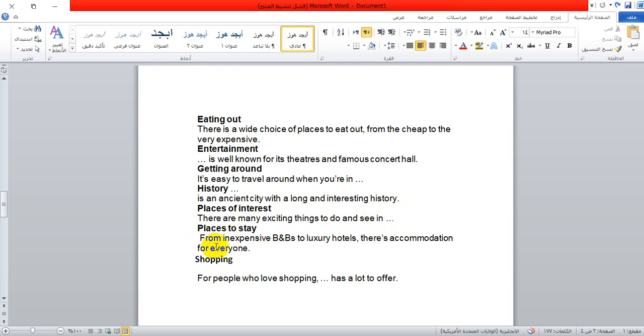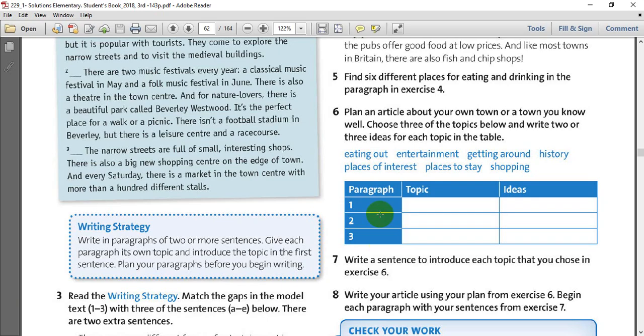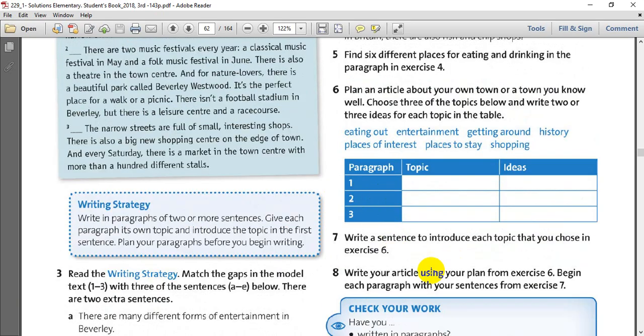Places to stay: From inexpensive to luxury hotels, there is accommodation for everyone. Shopping: For people who love shopping, my town has a lot to offer, and so on. This is also something we can set as homework, to write sentences about these words, to choose a topic for these words here.